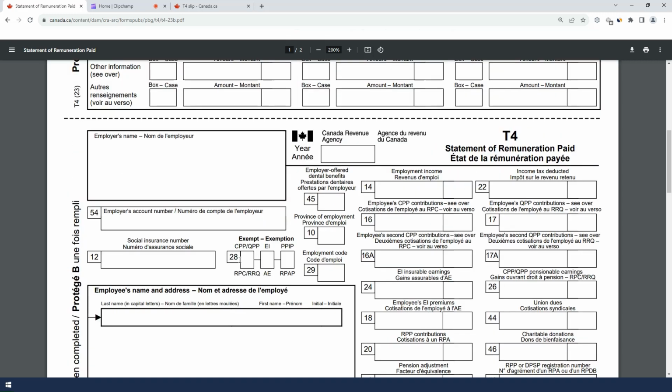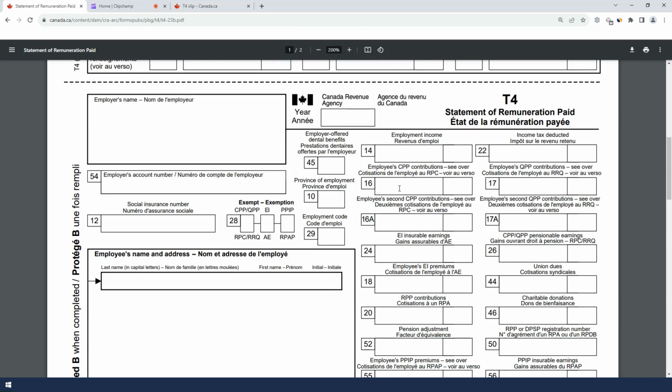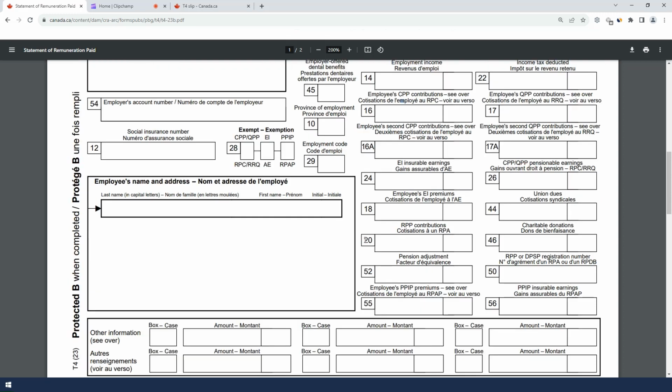Oh, and finally, box 28, basically, if it's checked, it just means that you were exempt to pay CPP or EI or even PPIP, which is very rare. But if you do have one of these boxes checked, then you should not have had deductions on the corresponding boxes. So if, for example, you were CPP or QPP exempt, then box 16 and 17 should be empty.